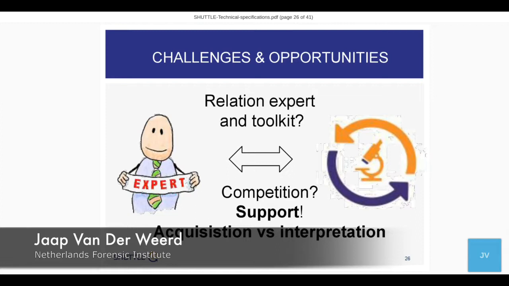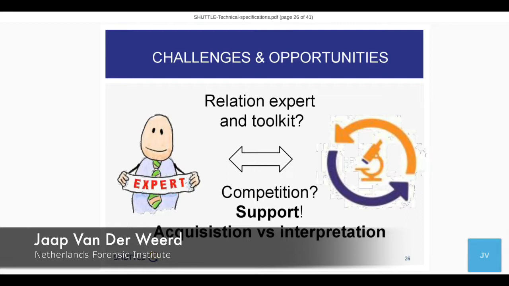So we do not want to enter competition with the experts. It's not that the expert is better or the machine is better. No, that's useless. We want to support. The expert shouldn't take time to scan a square meter of tape. The toolkit should do the large area scanning, find the relevant traces, and hand over to the expert what to do next.